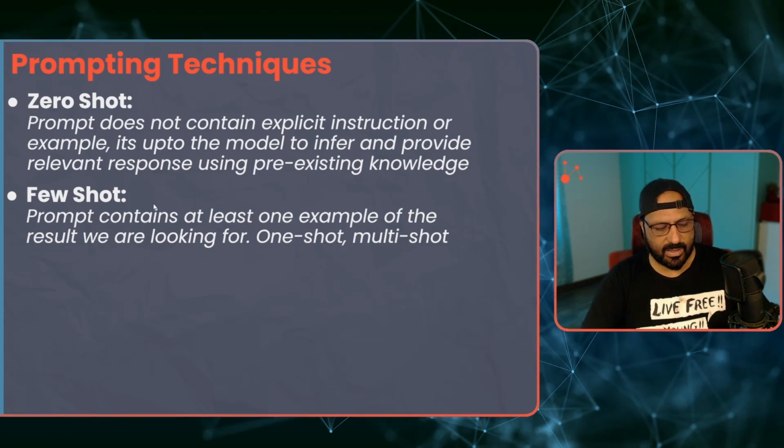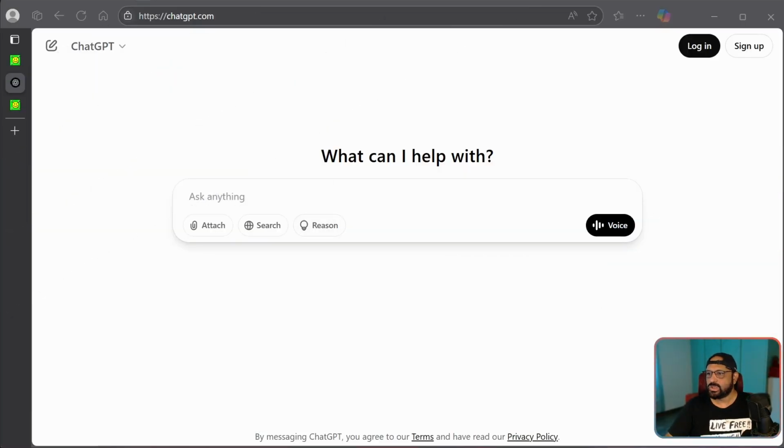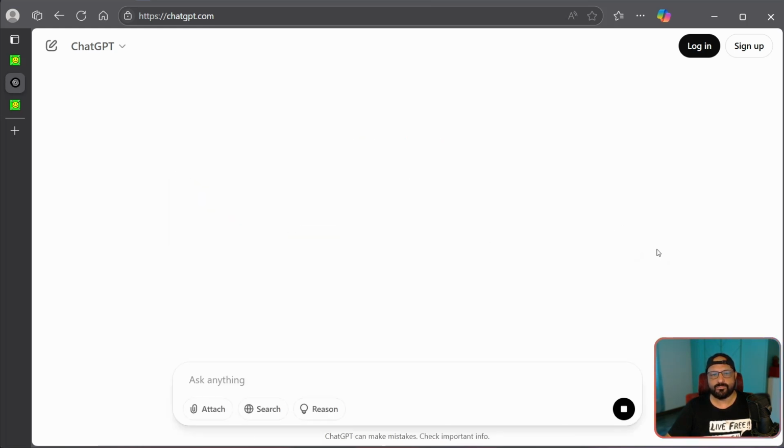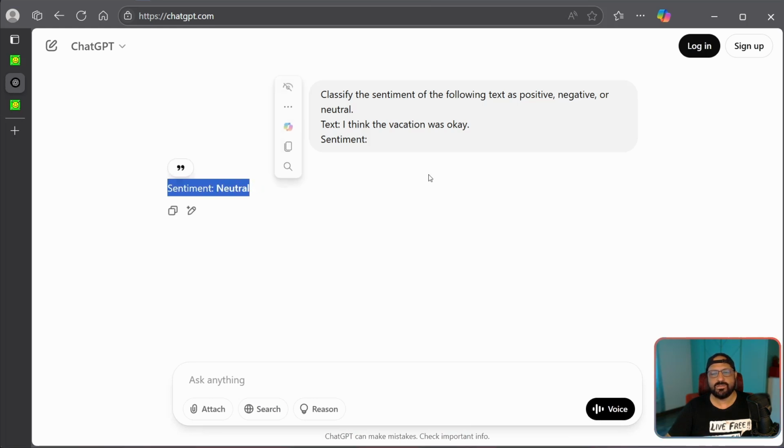So let's quickly look at it with an example, like how it works. So I'm in ChatGPT. You can use any other chat interface of your choice. So here is an example of zero shot prompting. So what I'm saying, classify the sentiment of the following text as positive, negative, or neutral, and I am providing the text. So this is your instruction. All right, this is your data, and I am not providing any examples at all. So I left it like, okay, this is the text, you just classify. So no examples at all. So the sentiment is neutral. That's what it's saying.